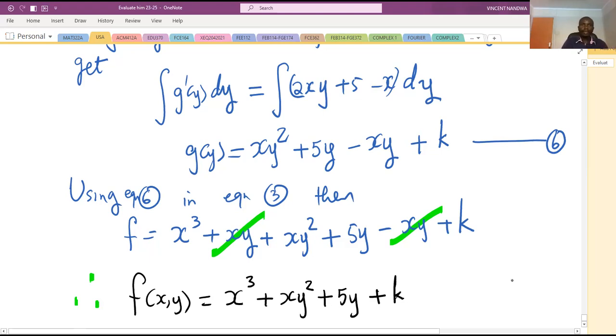So in the next session, we'll give other examples on determination of the potential function. Now, a case whereby we have 3 dimensions, where you have the i, j, and k vectors defining the vector field F. So thank you.